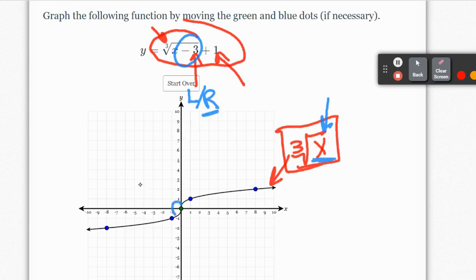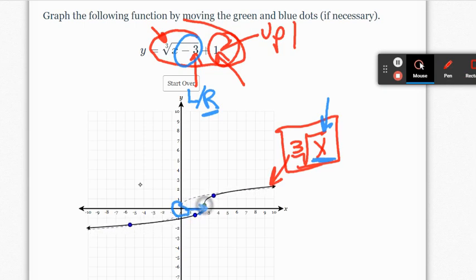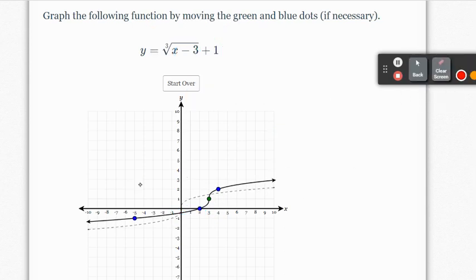So I'm supposed to take this green dot, we'll drag the whole function right 3 spaces. And then once I've done that, I'm going to move it my vertical shift up 1. So this is up 1. So I'm going to grab it, drag it right 1, 2, 3 spaces, and then just go up 1. This one doesn't have a stretch or compress, so that's the culmination of this transform.